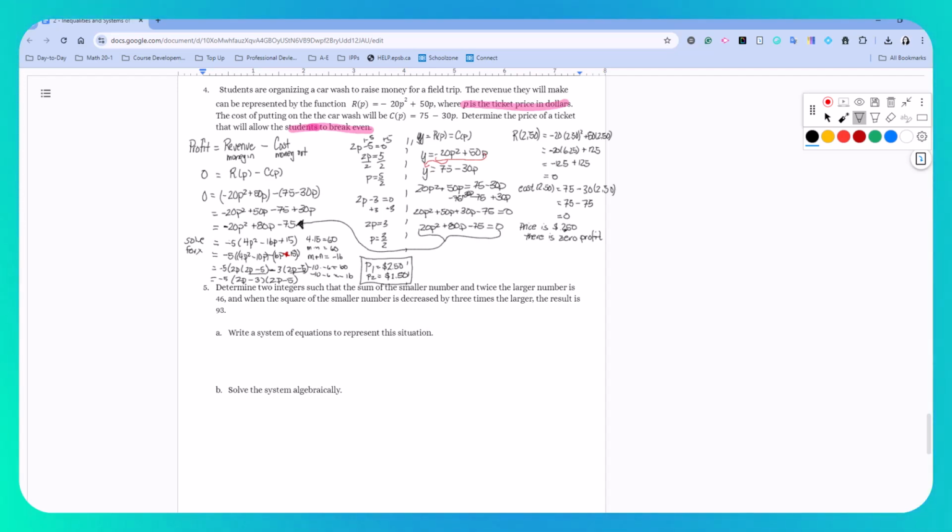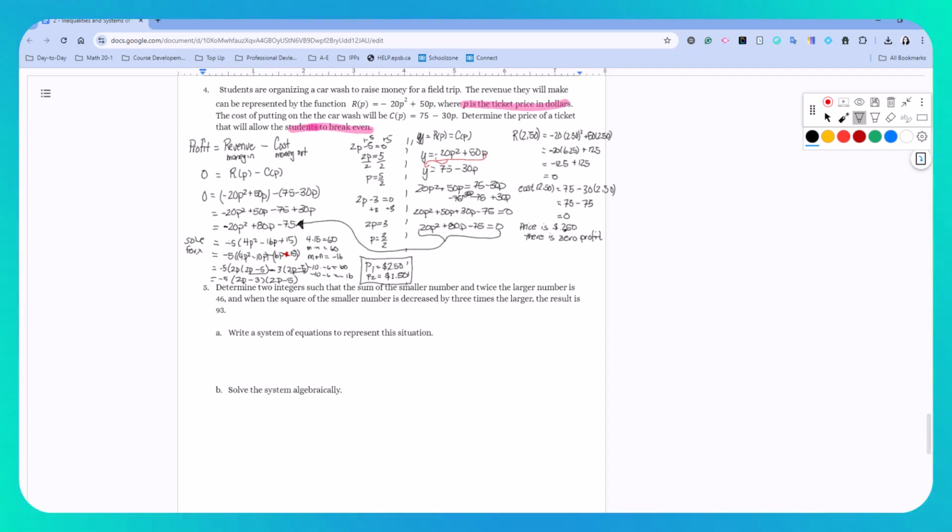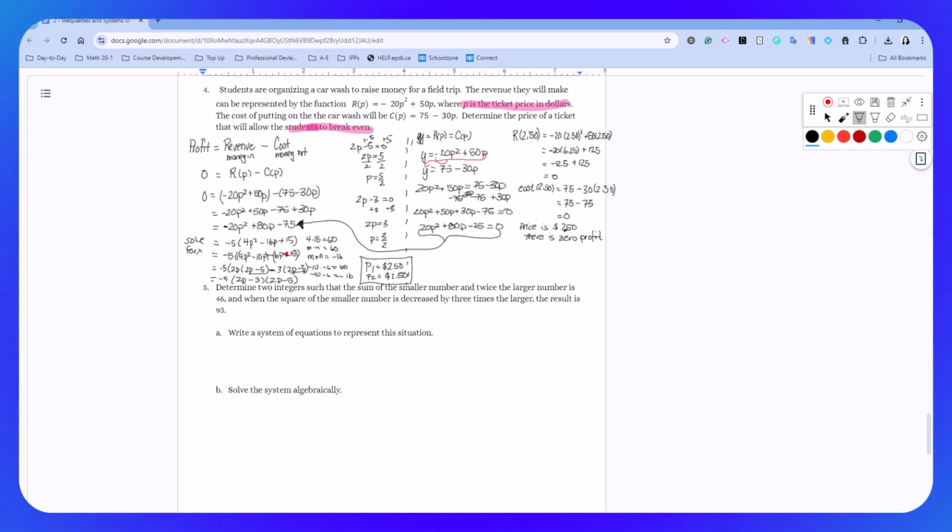But notice, they spent 0 money and they took in 0 money. So the cost was 0, but also the revenue was 0. So this 251 doesn't kind of make sense, does it? Let's look at the $1.51. So no money came in and no cost went out. Let's see if we have any better luck with the other one.